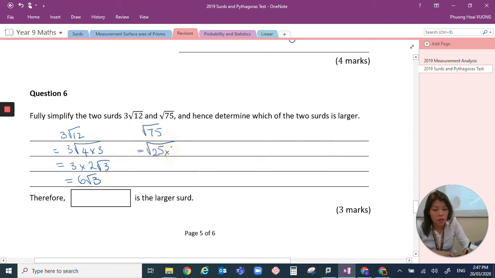25 times 3, which is square root of 25 times square root of 3, and that is equal to 5 square root of 3. So that one is a larger one. So in our answer, we must put that in there. So 3 square root of 12.